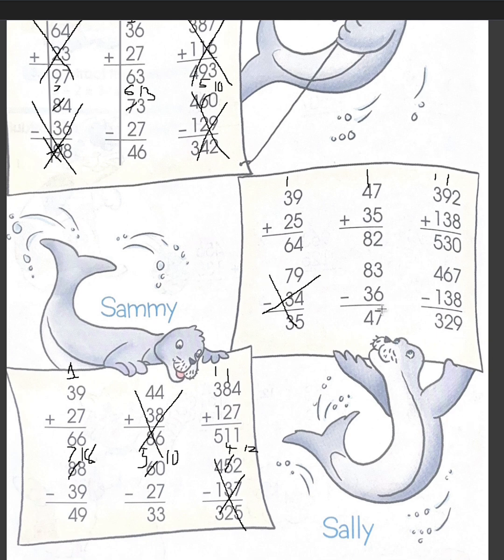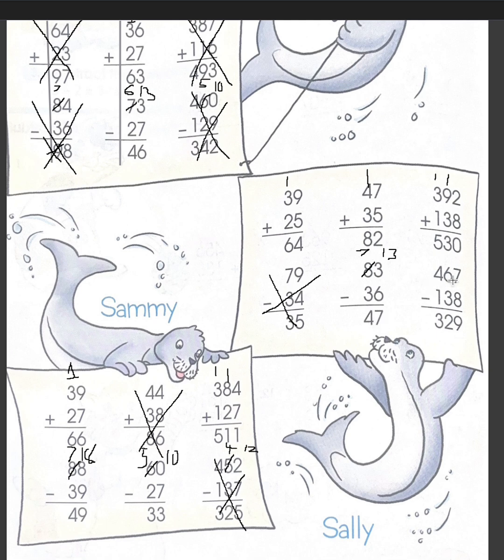Then we have 83 minus 36. Then they can't do 3 minus 6. You gotta borrow 1 from the 8. That becomes a 7. And this 3 is now going to become a 13. And 13 minus 6 is 7. And 7 minus 3 is 4.